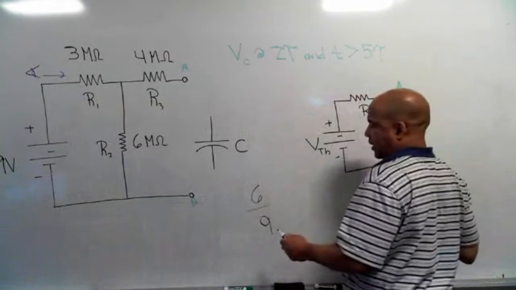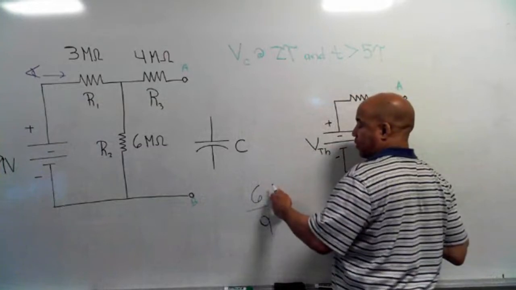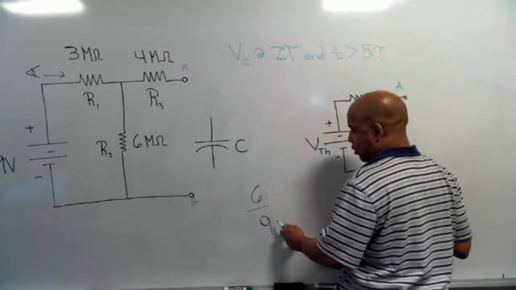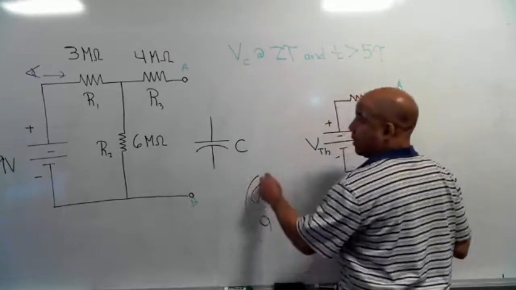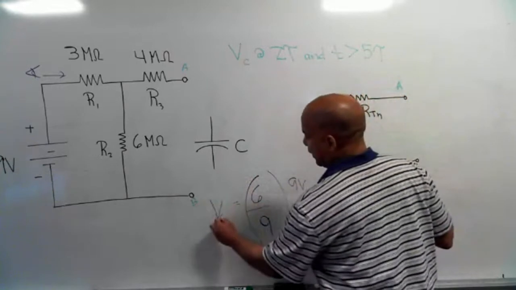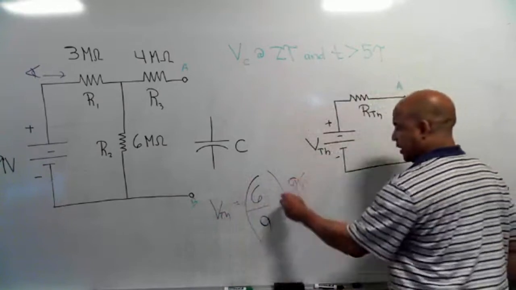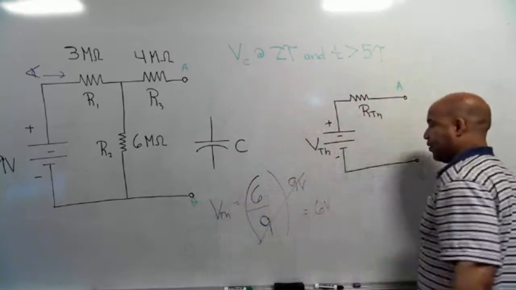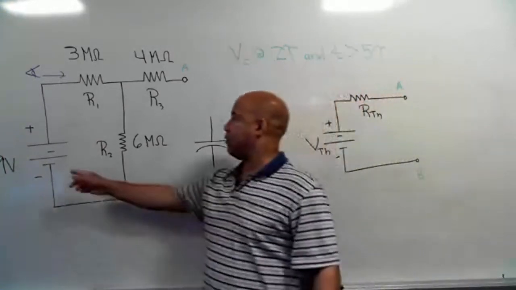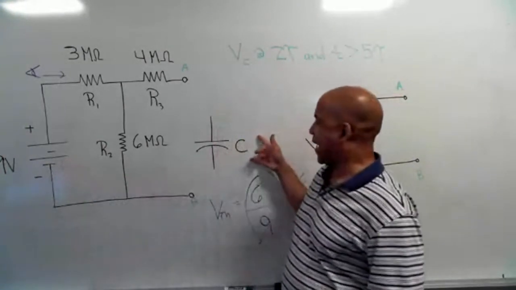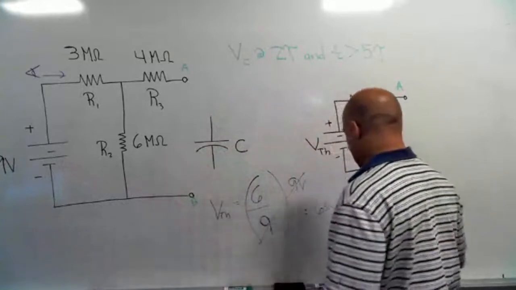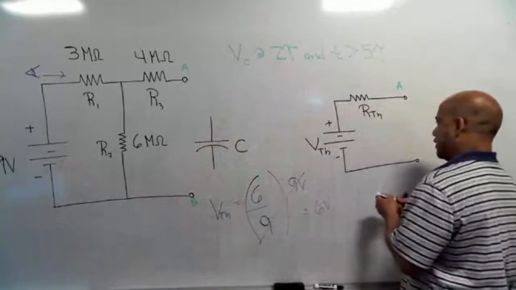So the voltage divider rule says take the resistor you want to know the voltage across, put that in the numerator, divide by the total resistance in the circuit, and then multiply that fraction by the total voltage. That'll give you VTH. In this case, I get 6 volts. So even though there's a 9-volt battery over here, the capacitor sees only 6 volts. It thinks there's a 6-volt battery there. And so I can put that over here: VTH is 6 volts.